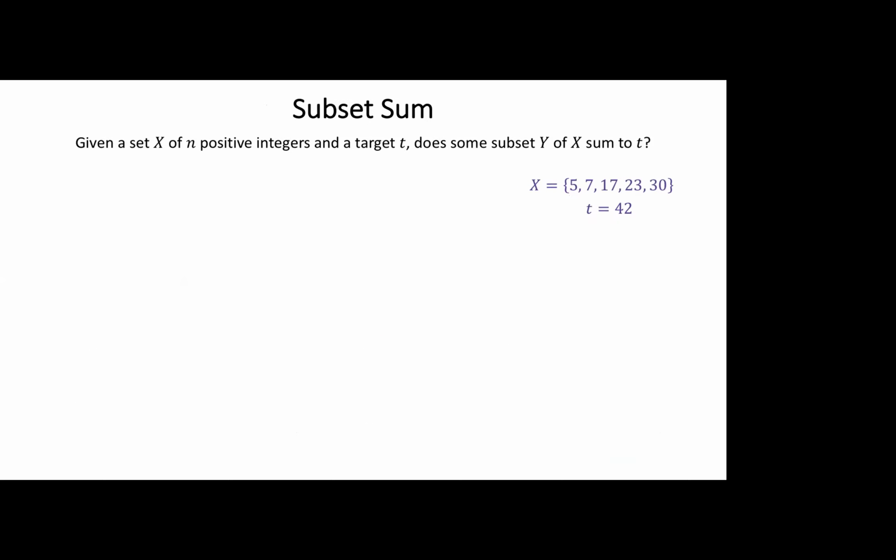Okay, let me talk about the second problem. That's basically the only non-string problem I will be talking about, but I'm sure you all know it. The subset-sum problem, where we're given a set X of n positive integers and a target T, and we want to know whether some subset of X sums to T. For example, if those are our input numbers and our target is 42, then yes, there is a subset that sums to the target, namely if you select 5, 7, and 30, then you sum to the target.